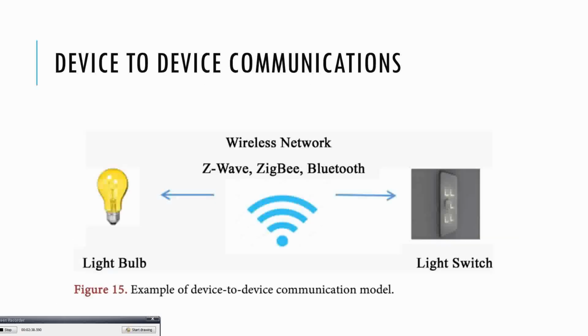Here is a light bulb and a light switch which are connected through a wireless network, that is Z-Wave, Zigbee or Bluetooth. There, very little data has to be sent. Either you have to switch on the light bulb or switch it off. It's simply a binary data transmission. This is nothing but device-to-device communication using a wireless network.